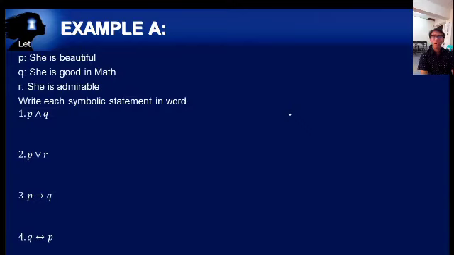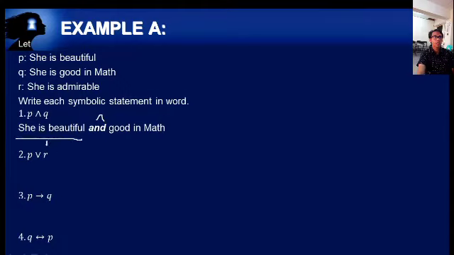So, yung una is P conjunction Q. Ang statement niya is, she is beautiful and good in math, kasi yung symbol of "and" is here. Yung "she is beautiful" is for statement P, and yung "good in math" is for proposition Q. Okay, next. P disjunction R. Pag sinabi natin disjunction, ang ginagamit natin ay "or." She is beautiful or admirable. Pwede rin ang either: either she is beautiful or admirable.